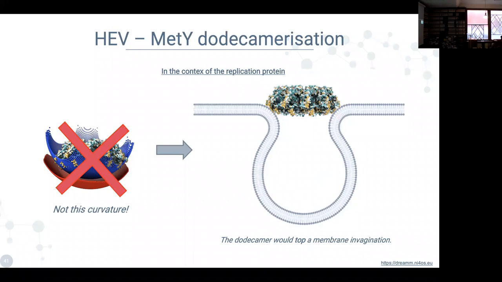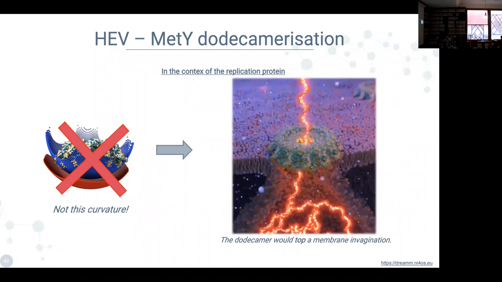And so this is why I made these pictures, just to illustrate what we think. We hope that it's something like this. So you see that the membrane is curved, you have the vesicle with the RNA inside and going through this pore.